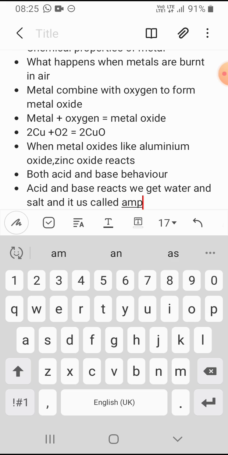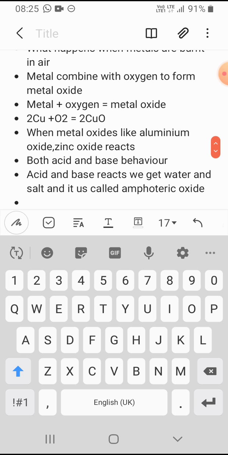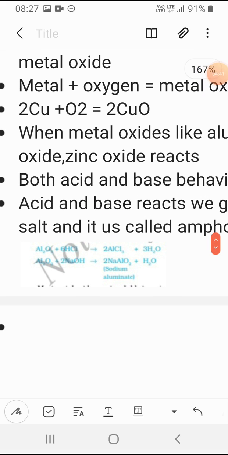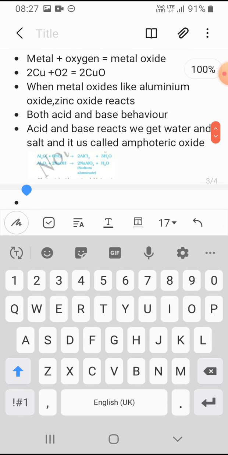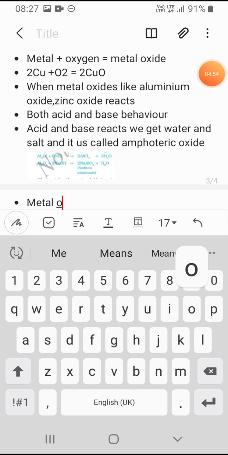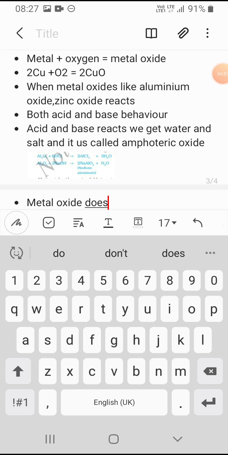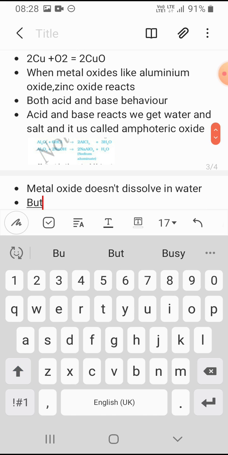It is called amphoteric oxide. When acid and base react with each other, we get water and salt. This is aluminium oxide reacting with HCl, hydrochloric acid. Most metal oxides do not dissolve in water.